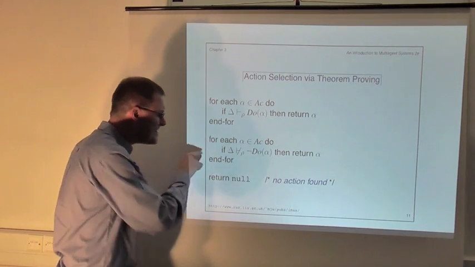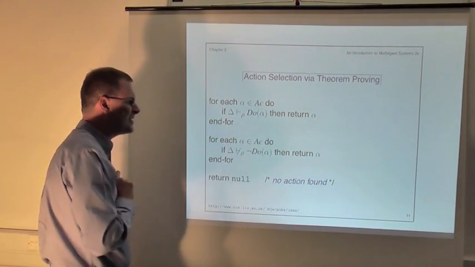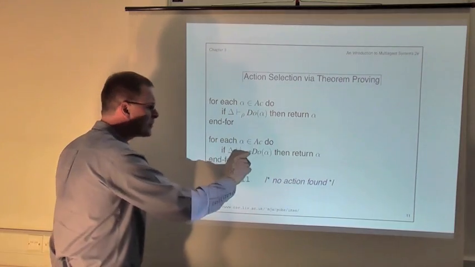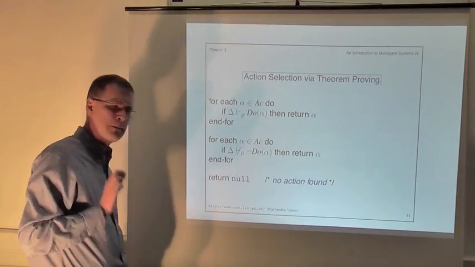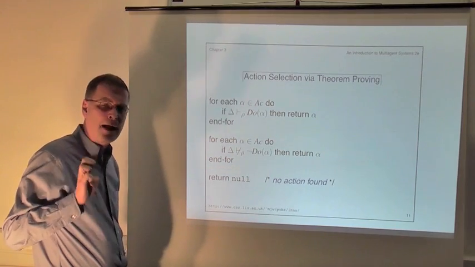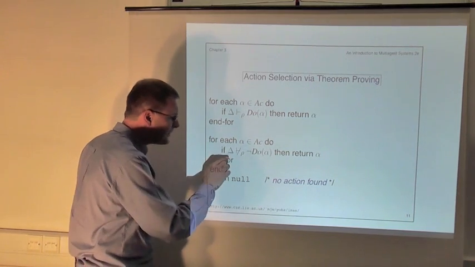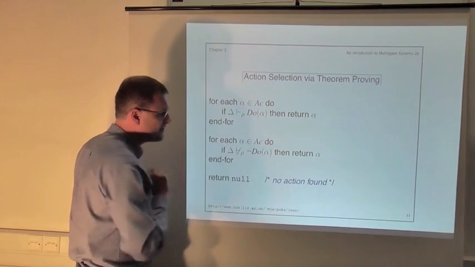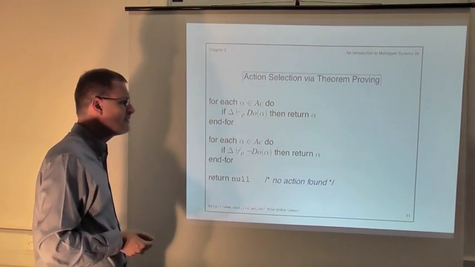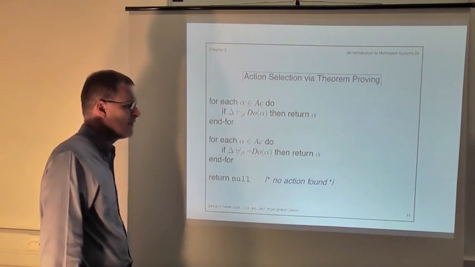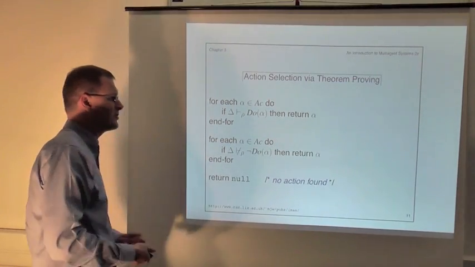So what we then do is we consider each action in turn and we say, well, is it explicitly forbidden? Right? Can we prove not do alpha? So if we can prove not do alpha, okay, then that means we should not perform this action. But if for some particular action we fail to prove that it's forbidden, then this is a reasonable candidate. It's not inconsistent with our theory of optimal action. So that's the candidate for the action to perform.